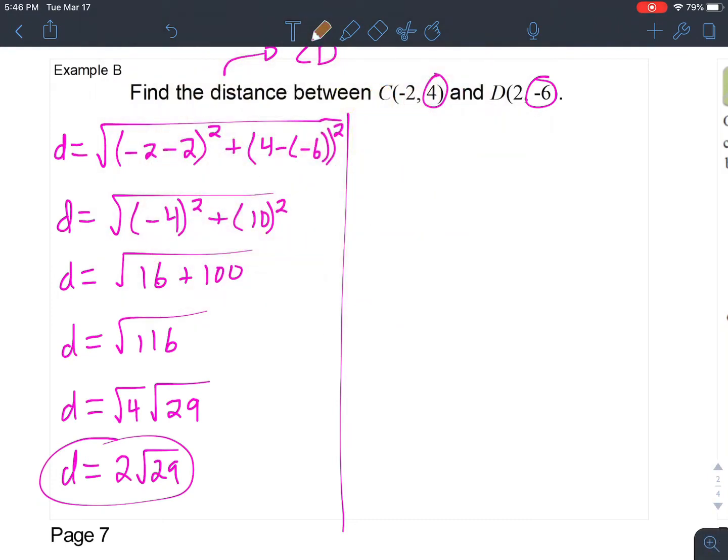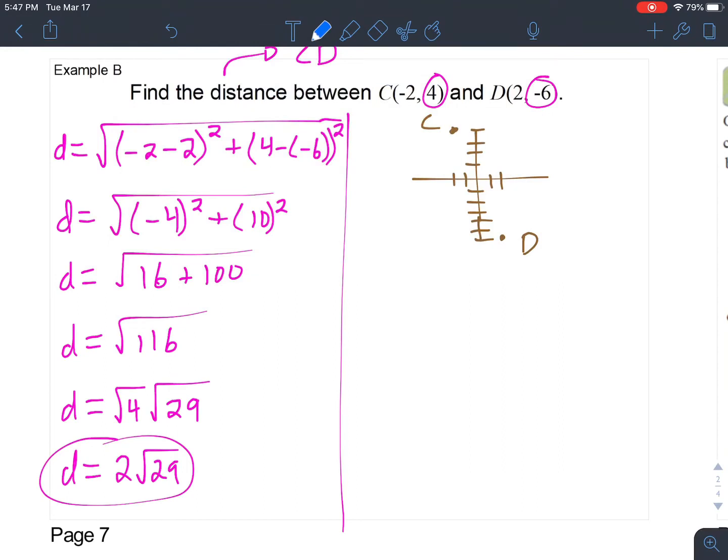Now I'm going to show you how to do this with the Pythagorean theorem instead. With this other way, what you should do is graph these 2 points and then use your graph to help you determine the distance between them. So C is up there, and then D is all the way down there.